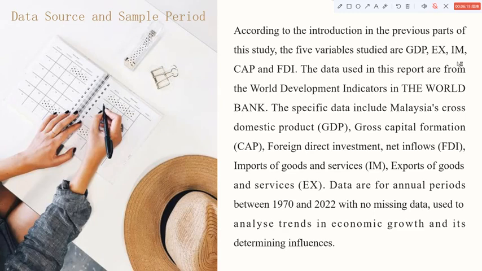The specific data include Malaysia's gross domestic product, GDP, gross capital formation, CAP, foreign direct investment, net inflow, FDI, imports of goods and services, IM, exports of goods and services, EX. Data are for the annual period between 1970 and 2022 with no missing data, used to analyze trends in economic growth and its determining influences.